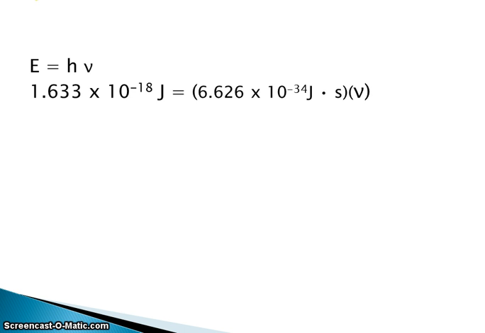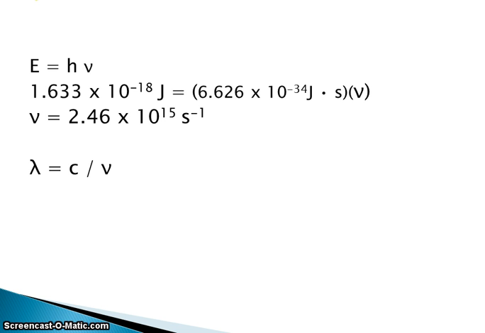So the next thing we want to do is calculate the frequency. So we'll take our Planck's constant equation, energy equals Planck's constant times frequency. We'll plug in the energy change that we calculated. We'll plug in our Planck's constant value, and we'll solve for frequency. And we're going to get 2.46 times 10 to the 15th reciprocal seconds.